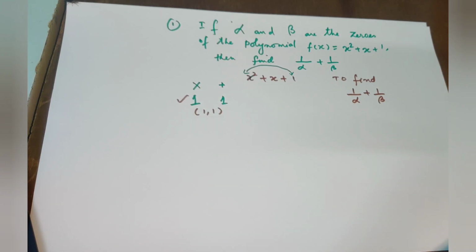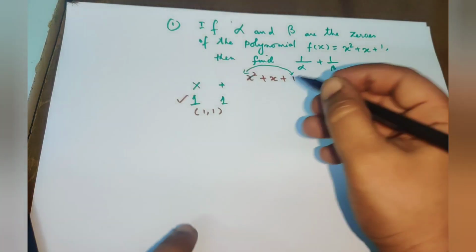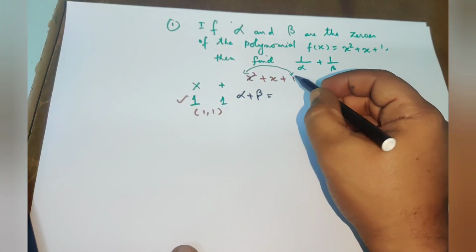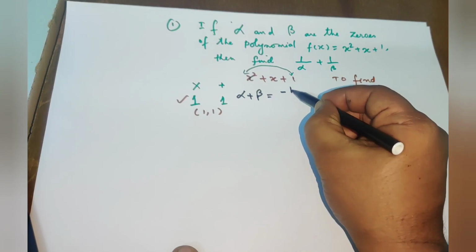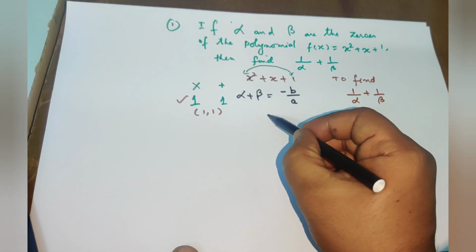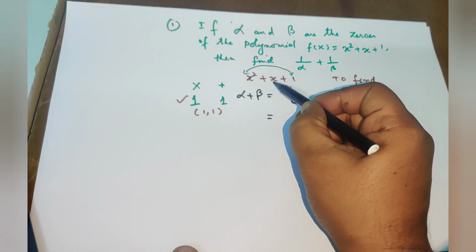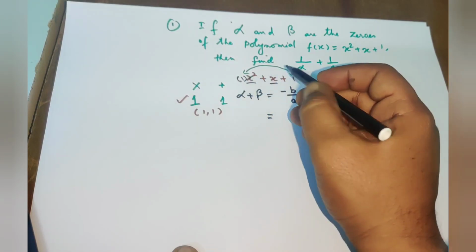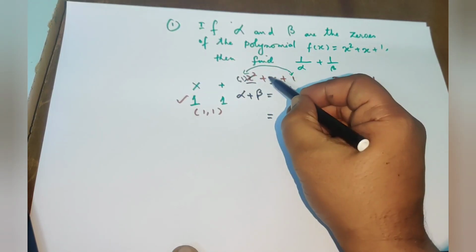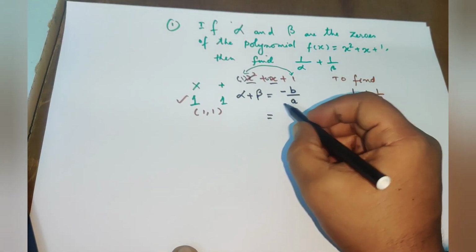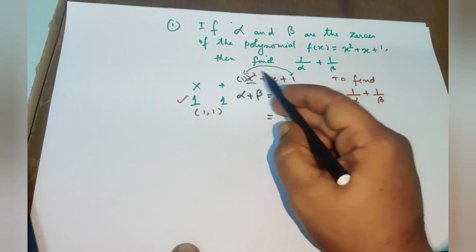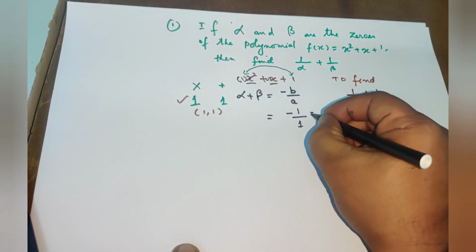So we are going to apply the relationship formulas between the sum of the zeros and the product of the zeros. Alpha plus beta is equal to minus coefficient of x divided by coefficient of x square, which is minus b by a. What is b here? The coefficient of x square is 1, nothing is given, so it is considered 1. The coefficient of x is b, here also 1, and the constant is c. So b is 1. According to the formula, it is minus 1 divided by the coefficient of x square, that is 1, which is equal to minus 1.